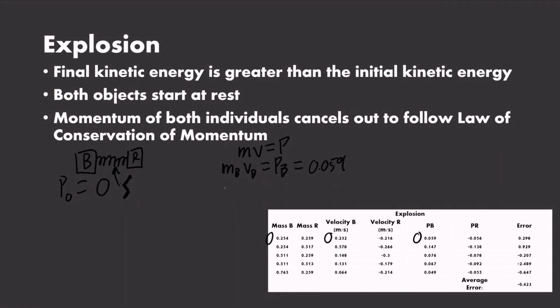0.059. The same applies for the red cart. So we have the mass of the red cart, the velocity of the red cart will equal the momentum of the red cart, and that is equal to negative 0.056 rounded.